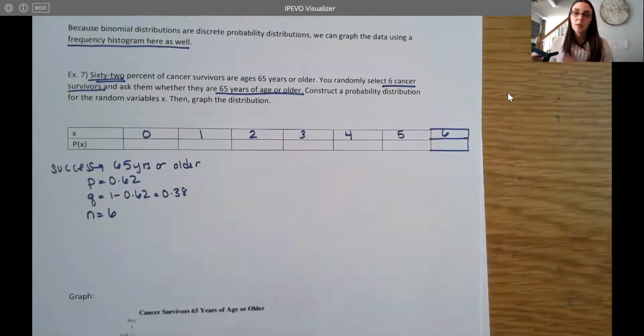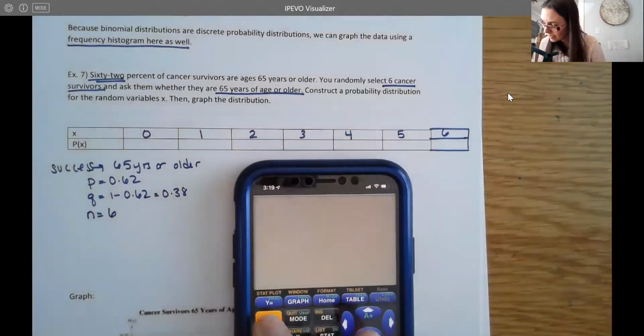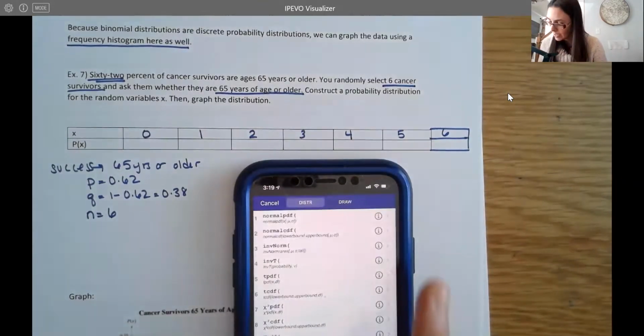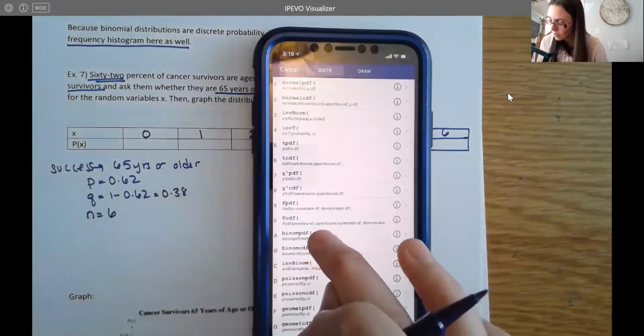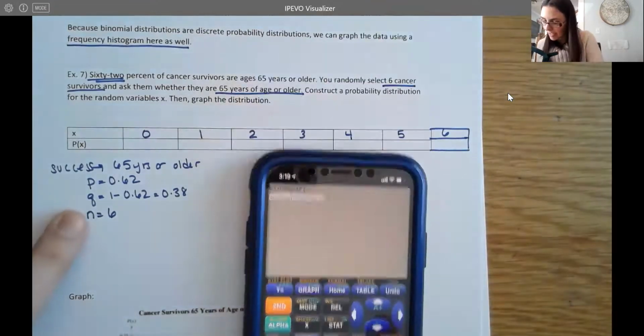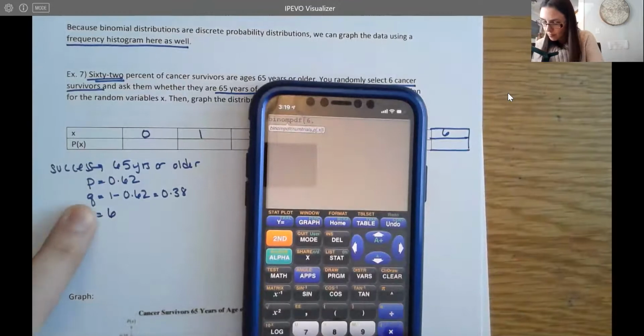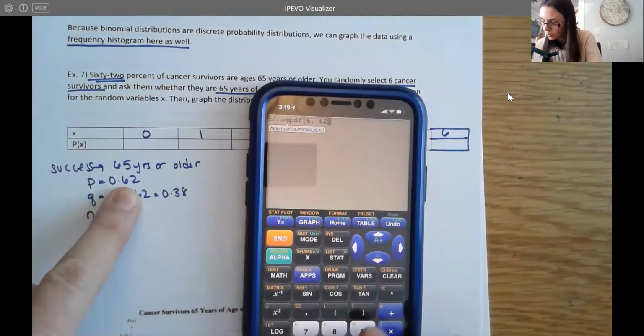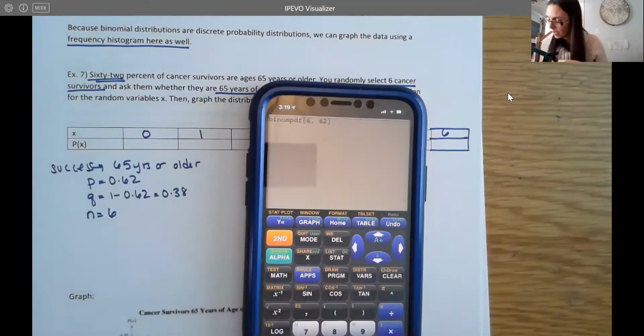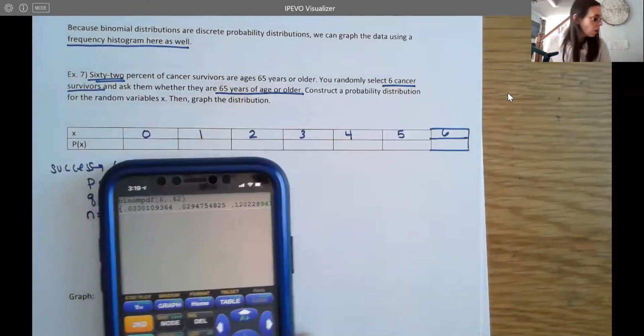Now, I'm going to, again, use technology here. If you want to do it by hand, then feel free to go ahead and do that. But let's just use our technology. So I hit my second bars. I'm going down to my binomial PDF here. And let's see, my n is 6. My probability is 0.62. And then I'm not going to put an x in because I want it to do all of it for me. I'm just going to hit enter. Then I have all my values here.